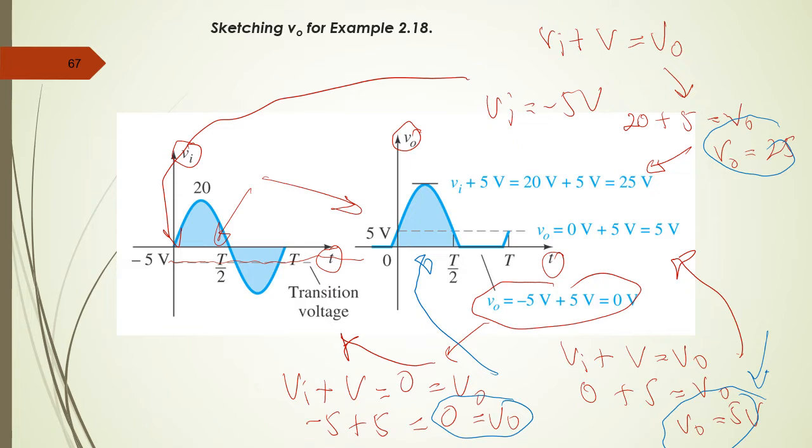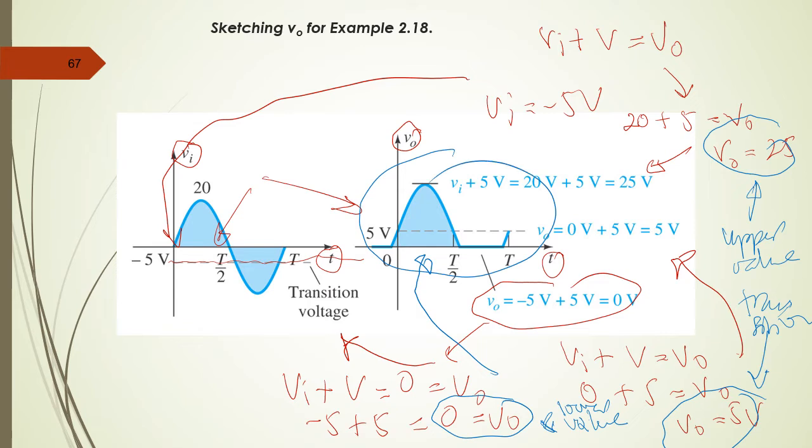Okay, this is the transition. So when you plot, this is the upper value, and this is the lower value. That's why you have this type of graph.